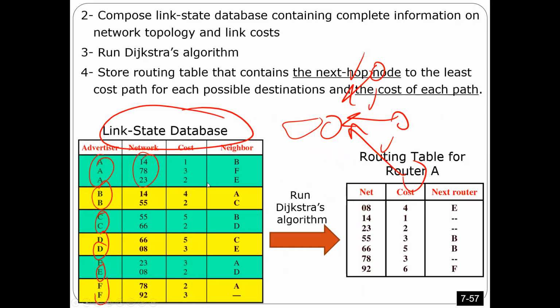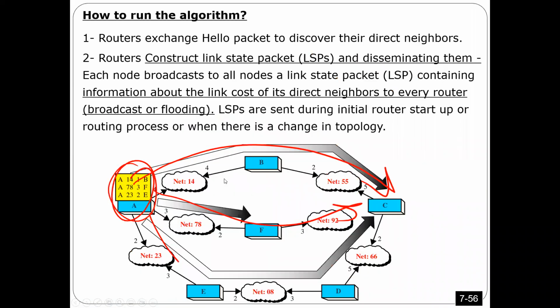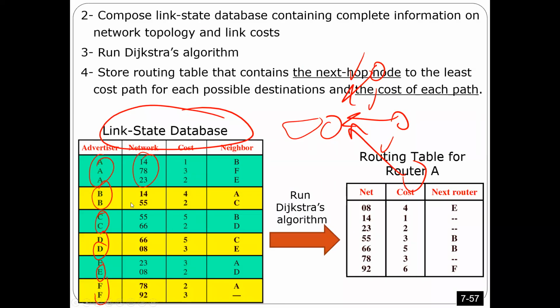And then everyone has to create what we call a link state database. This link state database has every piece of information here. So this message here is coming from node A, this one is coming from node B, node C, and so on. That's why you have to broadcast. Broadcast means you have to send this information to everybody, so that everybody has the same database. And then after that, you can run the algorithm, and then you can create the routing table.